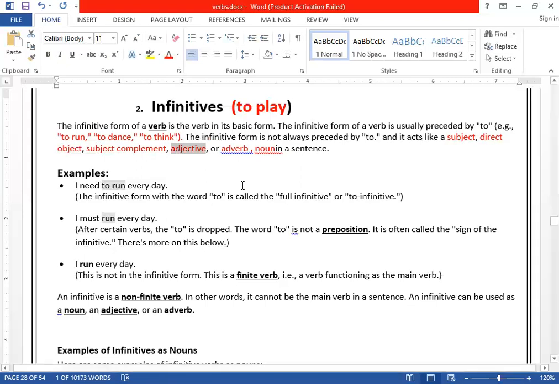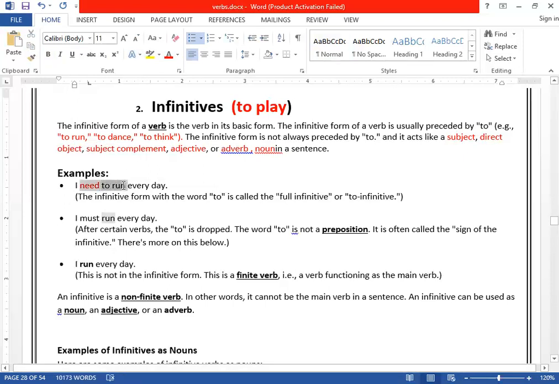So let's study a few of the examples down. Now look at the examples here. I need to run every day. What I have written here, need. What is need? Need is a verb, finite verb. To run, what is to run here now? In this case, it's an infinitive, clear?